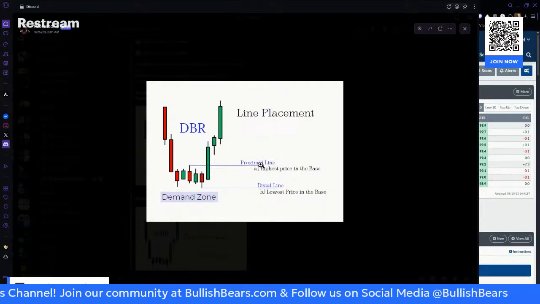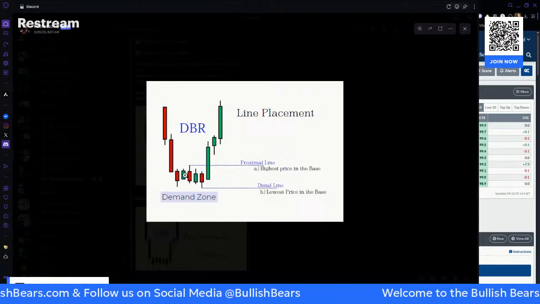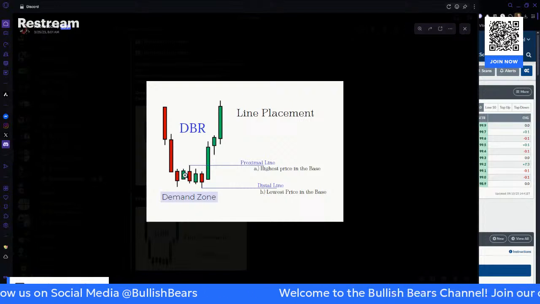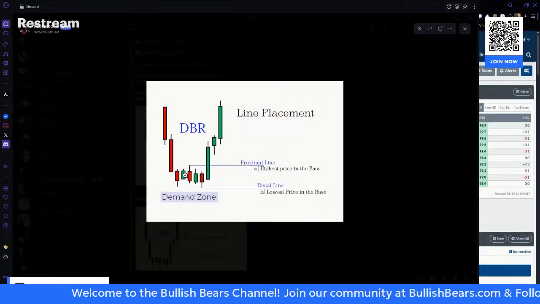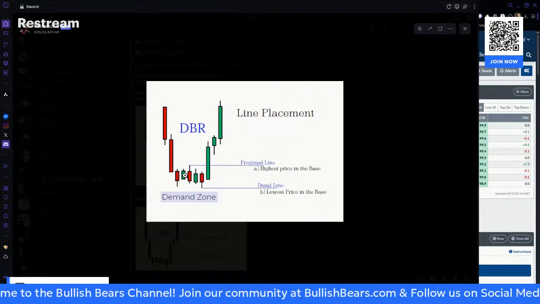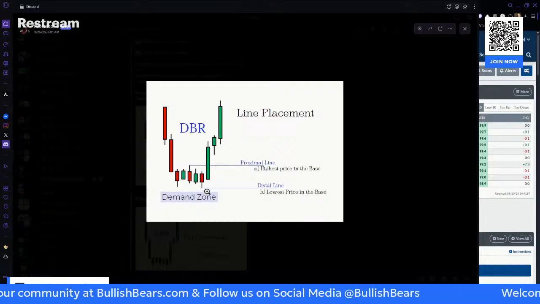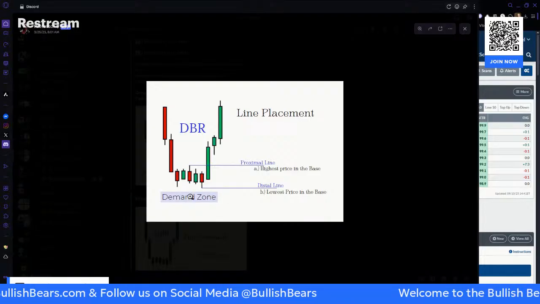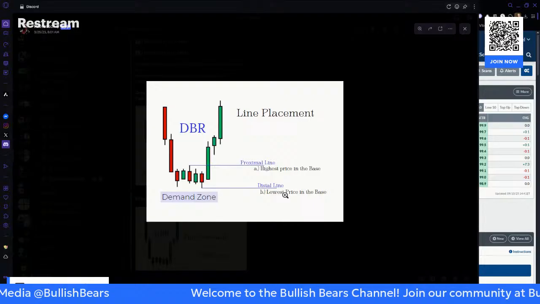This is a discussion on proximal lines and distal lines, so that if we do end up with those candles down at the bottom, like today, where we didn't get a nice 3-bar reversal, and instead it's just a collection of bars, you can draw out your drop base rally demand zones. I don't even want to call it that, but that's what it's called. Get your proximal line and your distal line.